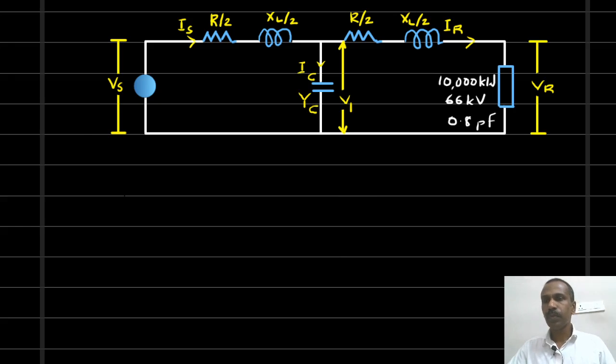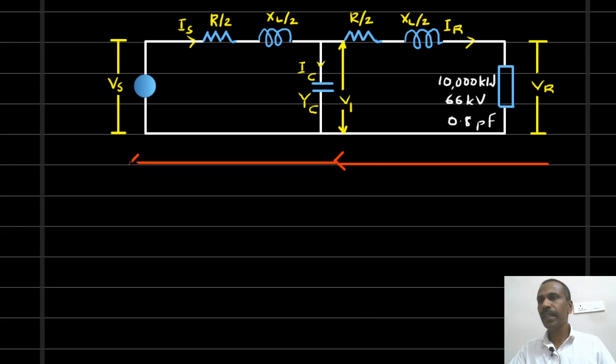In this problem, we start with the receiving end voltage. We will find out V1 first, then we will find out Vs. We are going backwards to find the sending end parameters.